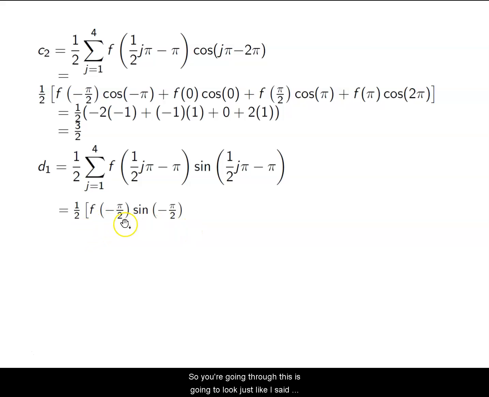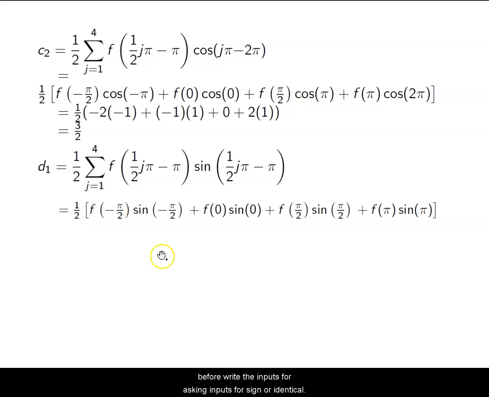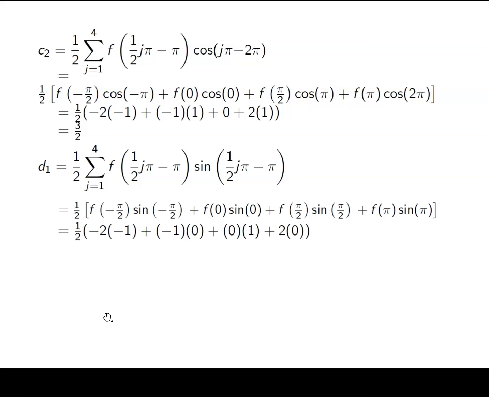So going through this, it's going to look just like I said before. The inputs for f and the inputs for sine are identical. So as long as you know these values: sine of 0 is 0, sine of pi is 0, this will be 1, this will be negative 1. That makes it easy to know what I'm plugging in, and we calculate our values and get positive 2, 0, 0, 0. So it's just 2/2, which is 1.